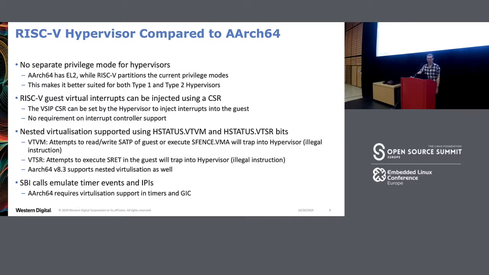RISC-V also can use virtual interrupts. You can inject them in the CSR, like I just talked about, with the VSIP CSR, so you don't have to have virtualized interrupt support. The RISC-V hypervisor extension also has support for nested virtualization, so you can use VTVM and VTSR to trap into the hypervisor on certain operations, and this allows you to do nested virtualization, although that hasn't been done yet. And the last one: you can use SBI to do timers and interrupts.